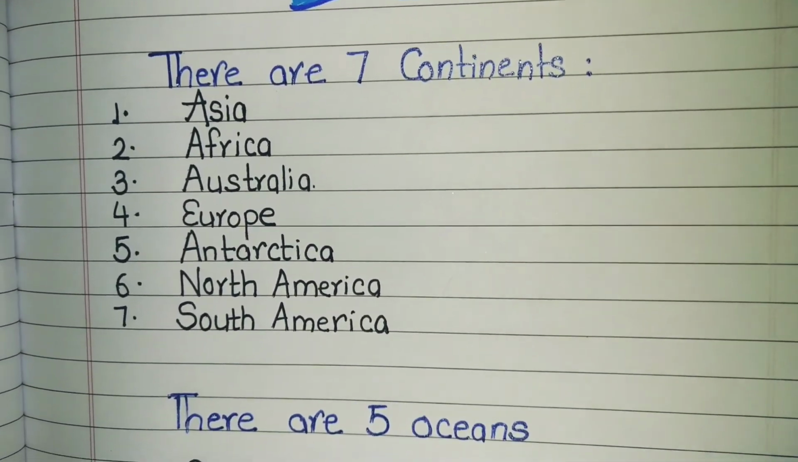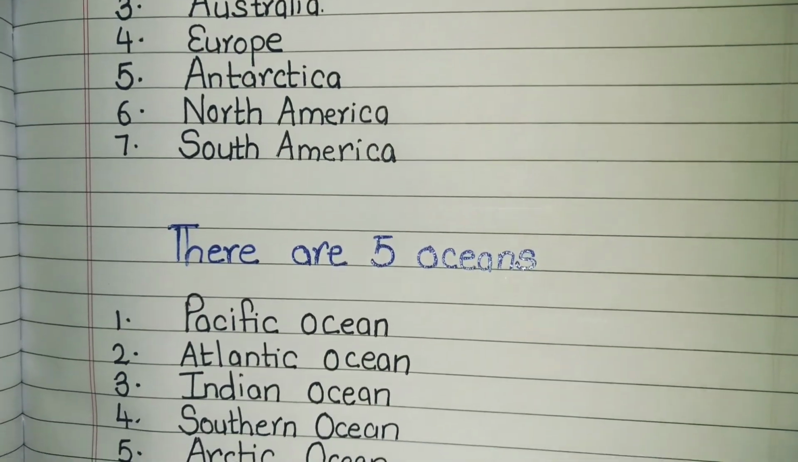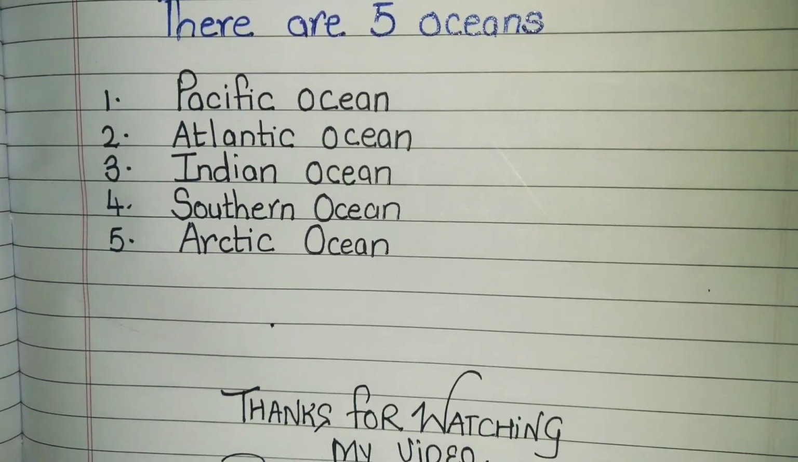So this is all about oceans and continents. There are 7 continents and 5 oceans.